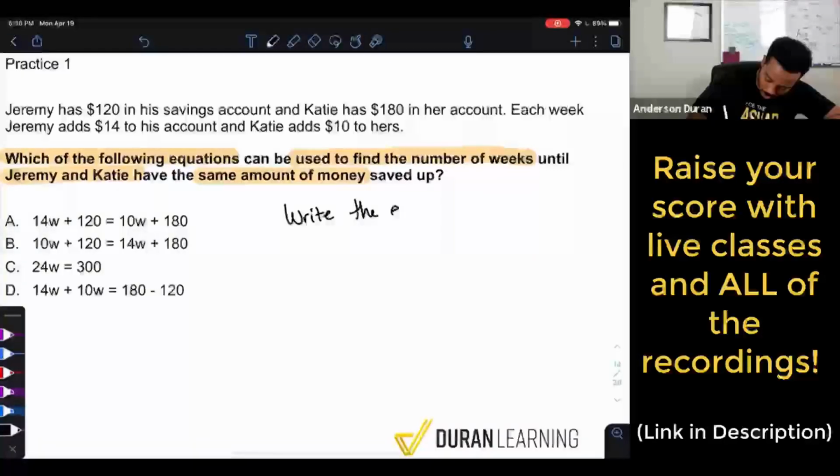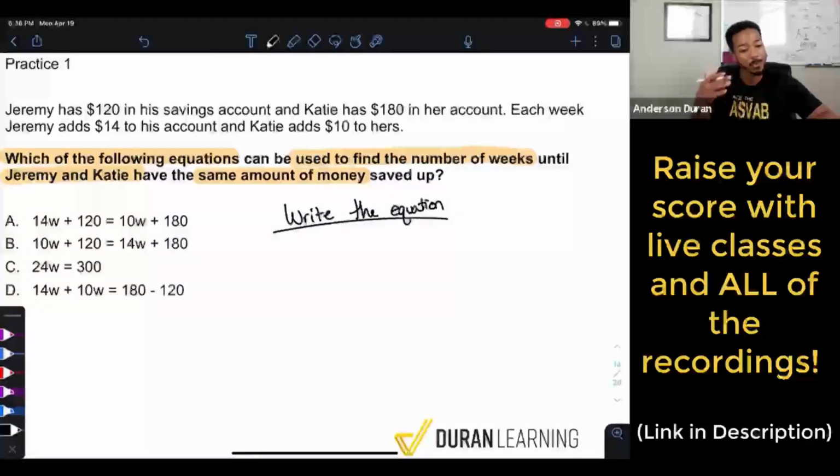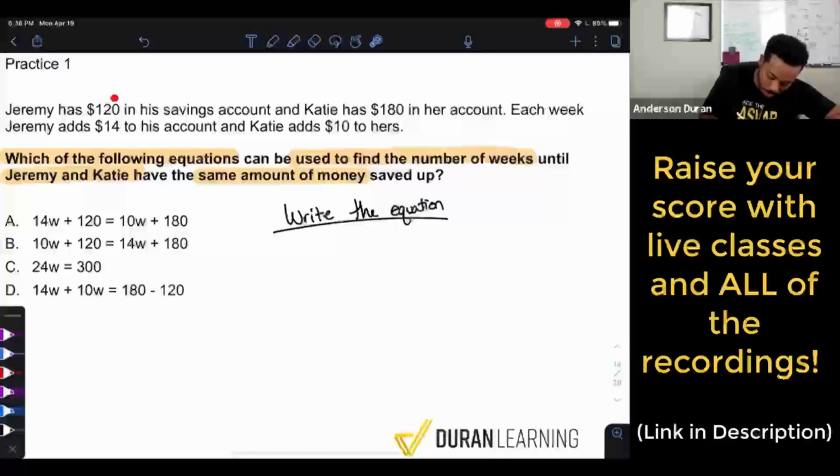Write the equation. Now, this is not going to be easy, guys, but stick with me because we're going to look at these key words that are going to show us what we're doing here. Watch this. So we got Jeremy has 120 in his savings account. Katie has 180 in her account. Each week, Jeremy adds this much money into his account. Katie adds that much money into hers.